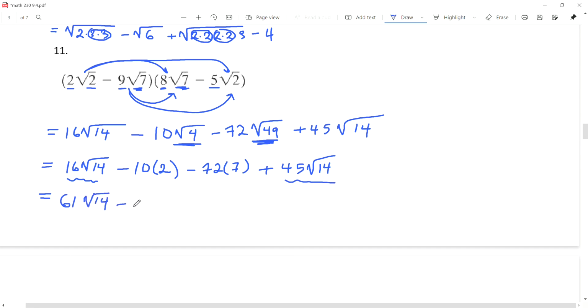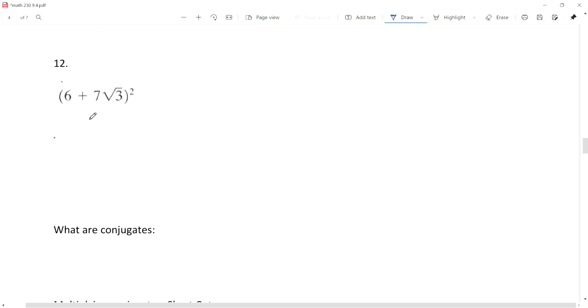Negative 10 times 2, that's negative 20. And negative 72 times 7 is 504. So this is negative 504. Let's simplify it a little bit further. We have 61 root 14, and negative 20 minus 504, that's negative 524.